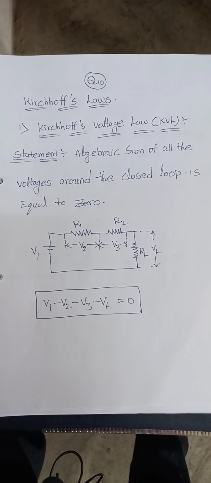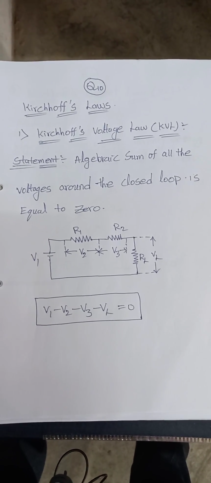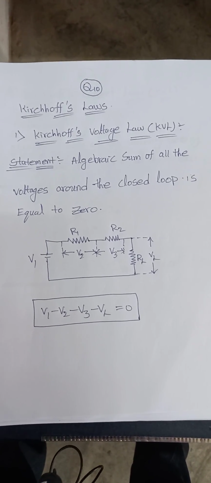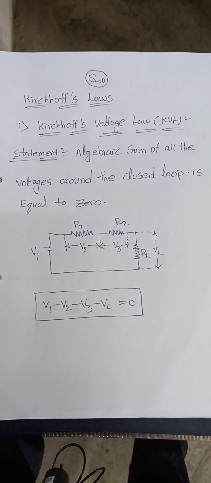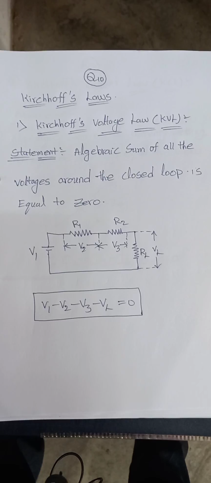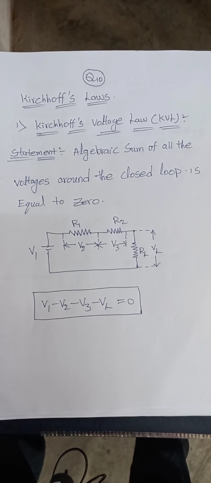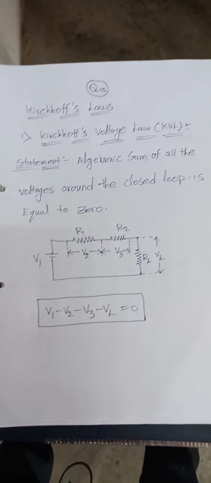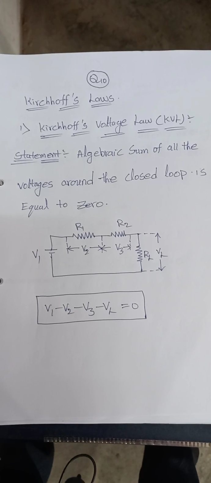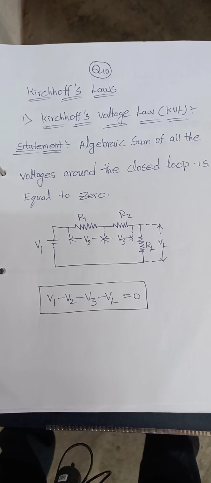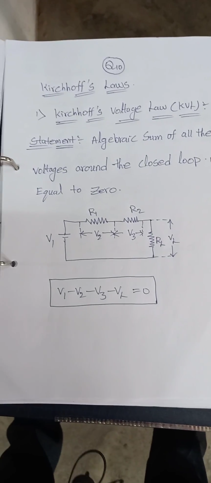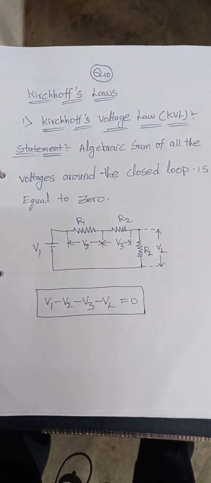So here we have three resistances in one closed loop, and we are giving one source voltage. The voltage drop across the three resistances is equal to the source voltage. That's why only V1 is positive and the remaining voltages across the resistances are negative. Around the entire loop, all voltages sum to 0.